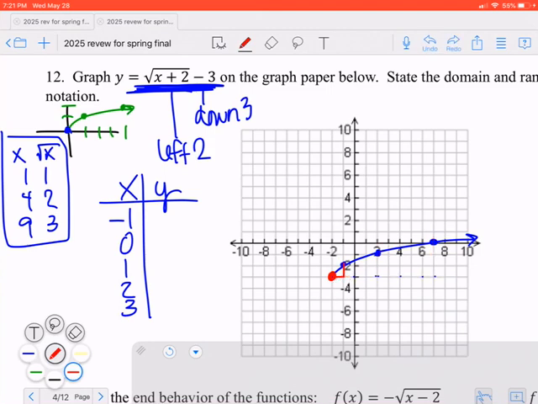So if I plugged in negative 1, negative 1 plus 2 is 1. The square root of 1 is 1. 1 minus 3 is negative 2. Plug in a 0. The square root of 2 is about 1.4. And then we're minusing 3. That gives me negative 1.6. Plug in a 1. The square root of 3.